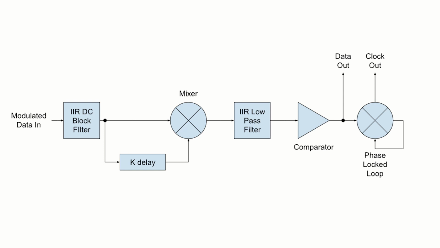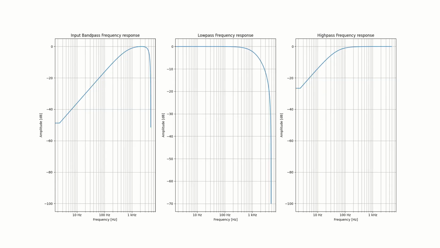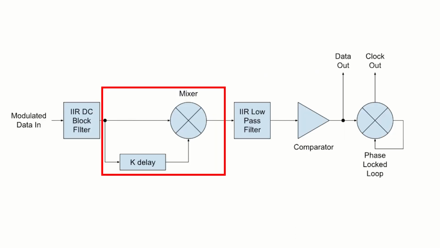First, the output of the microcontroller's ADC is sent through an IIR high-pass filter to remove its DC offset and center the signal around 0. IIR filters are used here because they generally require fewer coefficients than an FIR filter to achieve an acceptable frequency response. Next, the signal is fed into a mixer and delay queue.